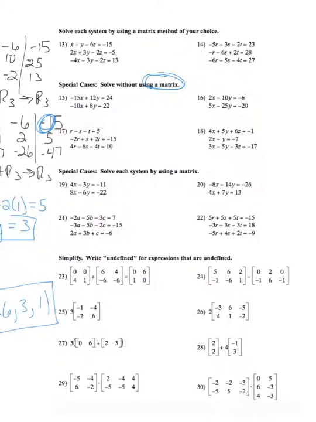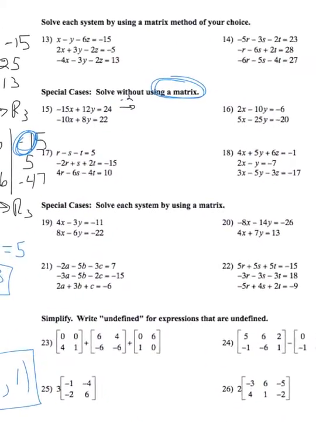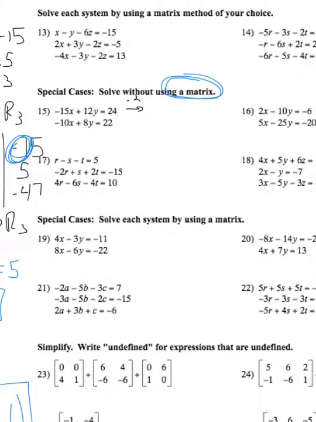Probably I would try to eliminate the y's. I can just take this one times 2 right here. So I'm going to double this one. I'm going to multiply it by negative 2. So let me see. Negative 2 times 15 makes that positive 30x. Negative 2 times 12 makes that minus 24y. Negative 2 times 24 makes that negative 48.